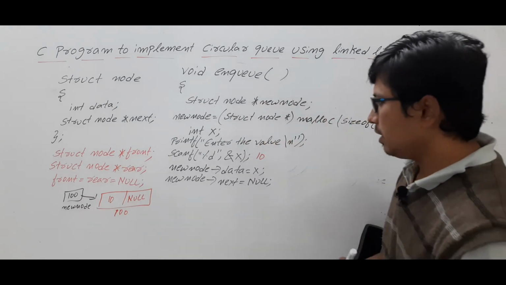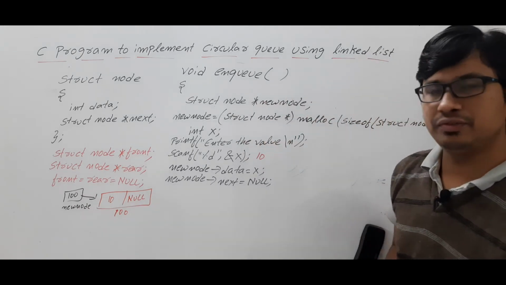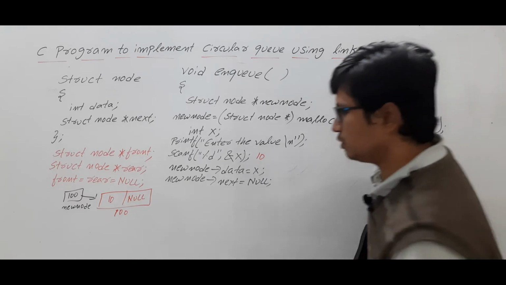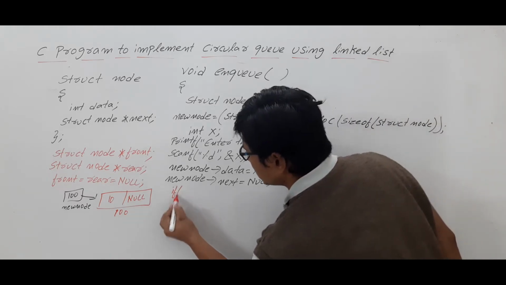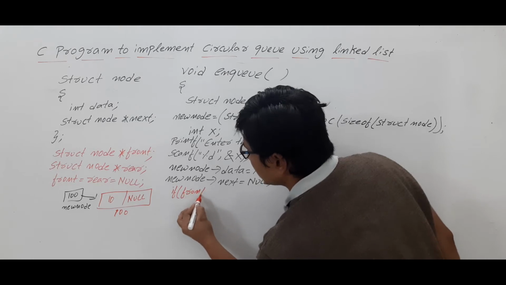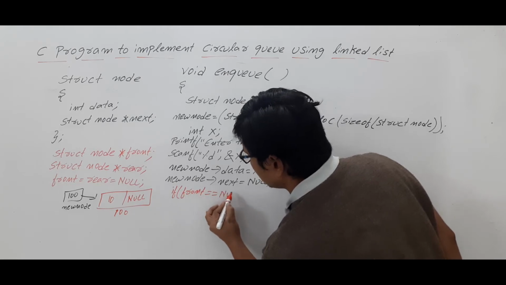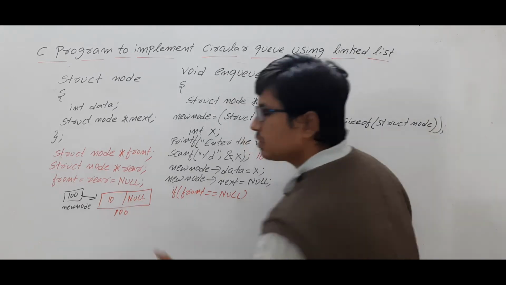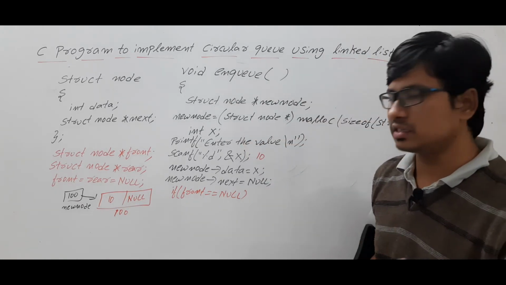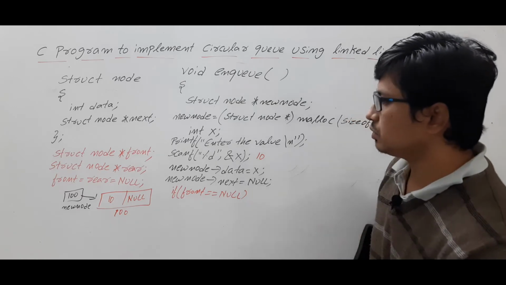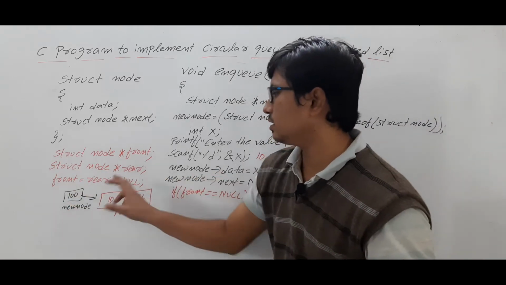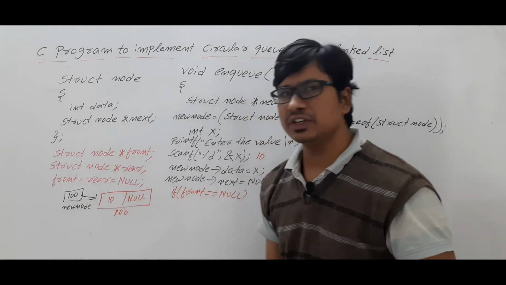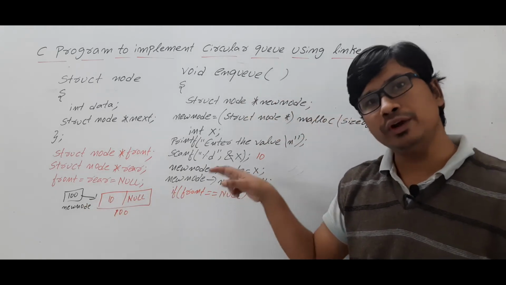Is it clear? Now what do we need to do if the circular queue is empty? How can you check whether the circular queue is empty or not? If front is equal to null, then the circular queue is empty. Whatever node you have created is the first node in the circular queue. Then front and rear are equal to null. Now if this is the first node, front and rear should be pointing to the same node.